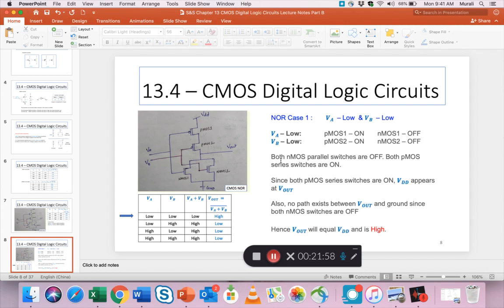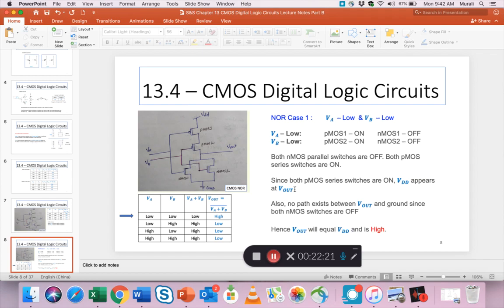So both NMOS parallel switches are off. So both these are off. Both PMOS series switches are on. So both these are on. So what happens? Since both PMOS series switches are on, the VDD comes down to the Vout. So VDD appears at Vout.